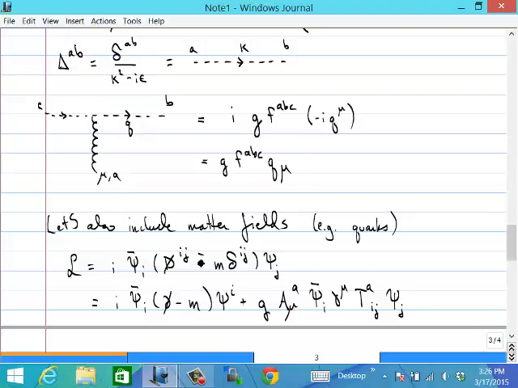Is that clear, more or less? This is exactly the same coupling that you have in quantum electrodynamics, except that instead of the electric charge e, you now have the gauge coupling g times the representation matrices T^a. You probably wrote this out explicitly on the problem set due today. Any questions on that?